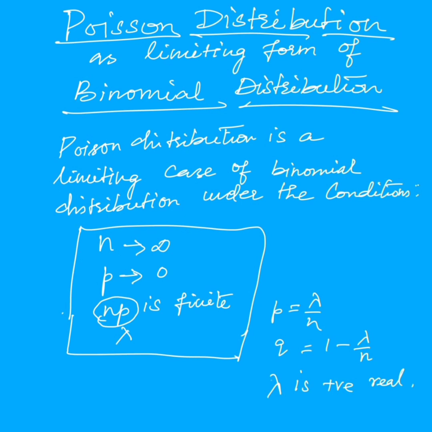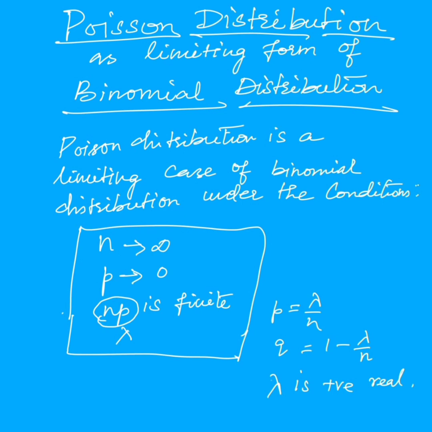First, we recap the binomial distribution. Its notation is symbolically represented as b of n comma p, where n is the number of trials and small p is the probability of success. These two quantities are most important, and np is the mean for the binomial distribution.